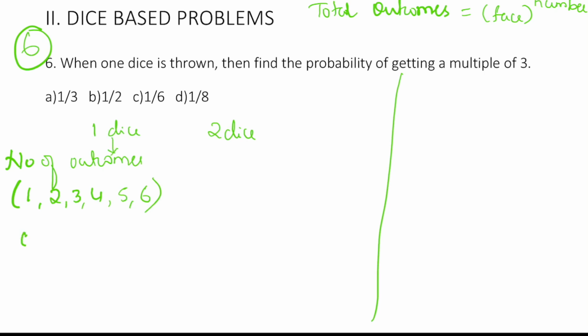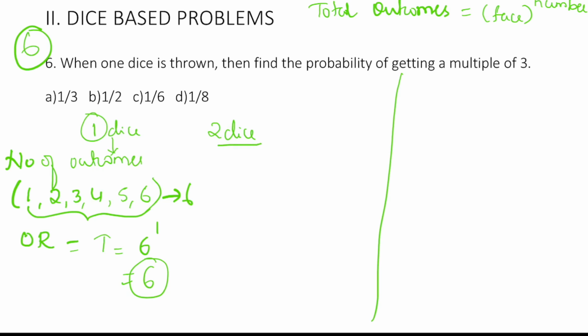So therefore using the formula, how can we get? I told you all total number of outcomes is equal to face. A dice has 6 faces, so 6 raised to number of dice. So number of dice is how much? 1 dice, isn't it? So 6 raised to 1 is equal to 6. So total outcomes are 6. Through formula also we got 6, and when we saw using logic also we got 6. Okay.